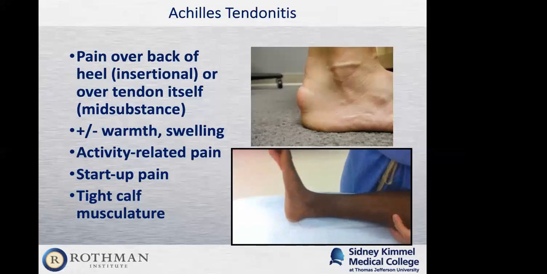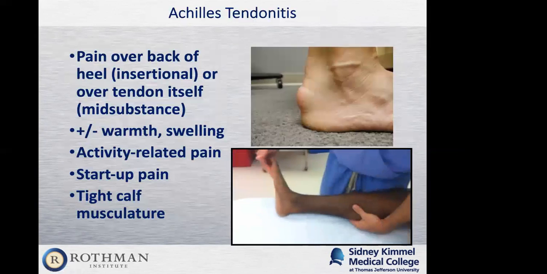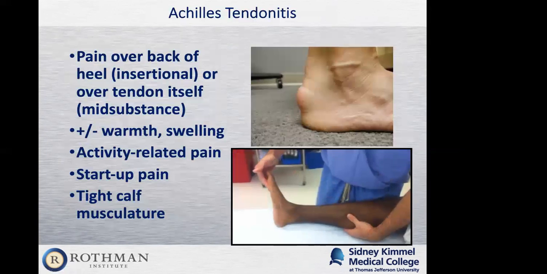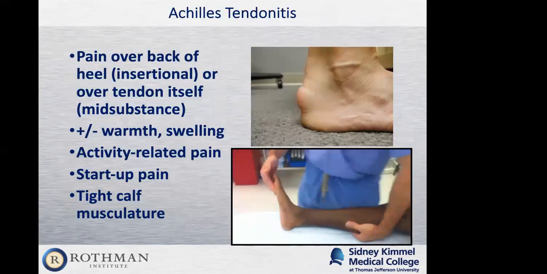This video here is showing someone who has a very tight calf muscle. You can barely get their foot up to a 90-degree angle with the rest of their leg. Normally, you should be able to get that about 10 to 15 degrees at least above that 90-degree angle.